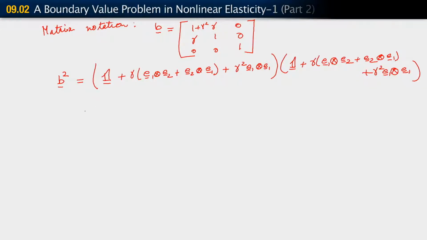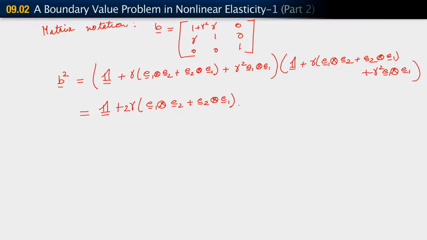So when we carry this out, we get 1 plus our quadratic terms, which are of two types. Well, first let's write out all the linear terms. We get 2 gamma E1 tensor E2 plus E2 tensor E1. That does it for the linear terms, for the terms that are linear in gamma.